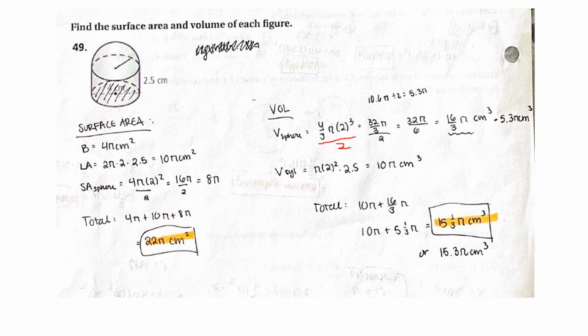For the volume of my cylinder, a little bit simpler, right? It's just pi r squared, or 4 pi times 2.5. That volume of that bottom half is 10 pi centimeters cubed. Add those guys together and you would either get like 15 1/3 pi or 15.3 repeating pi centimeters cubed.